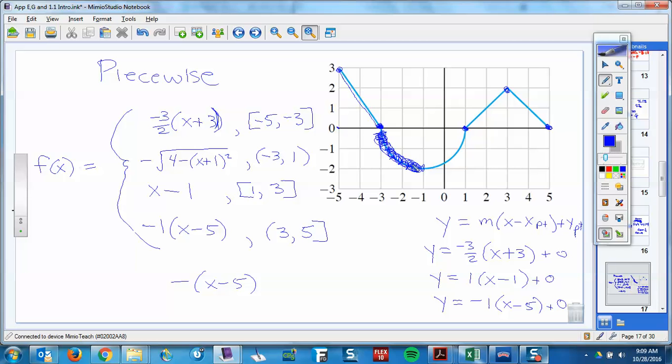All right, and then domain and range, we've already talked about that. So domain is your input values, range is your output values. Now you might be asked to do that for a graph. What about this graph? Let me erase all this mess. What about this graph? What's the domain on this graph? -5 to 5, right? What's the range?